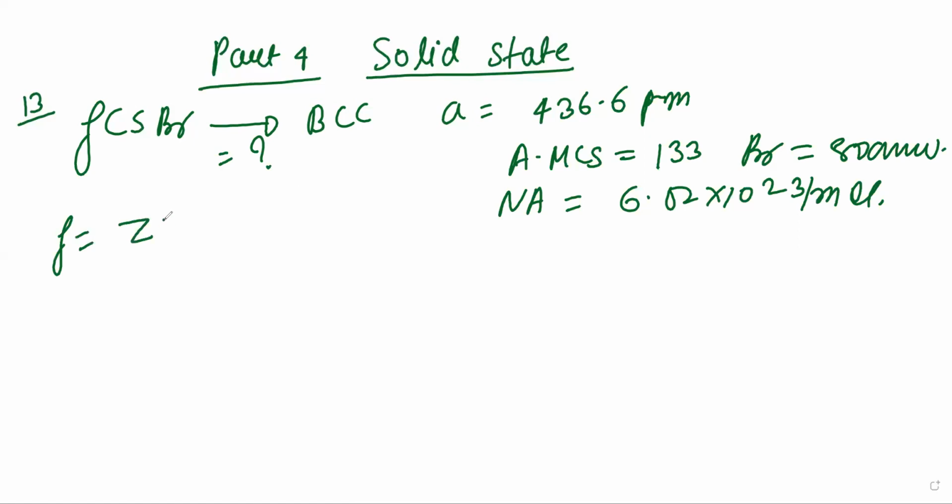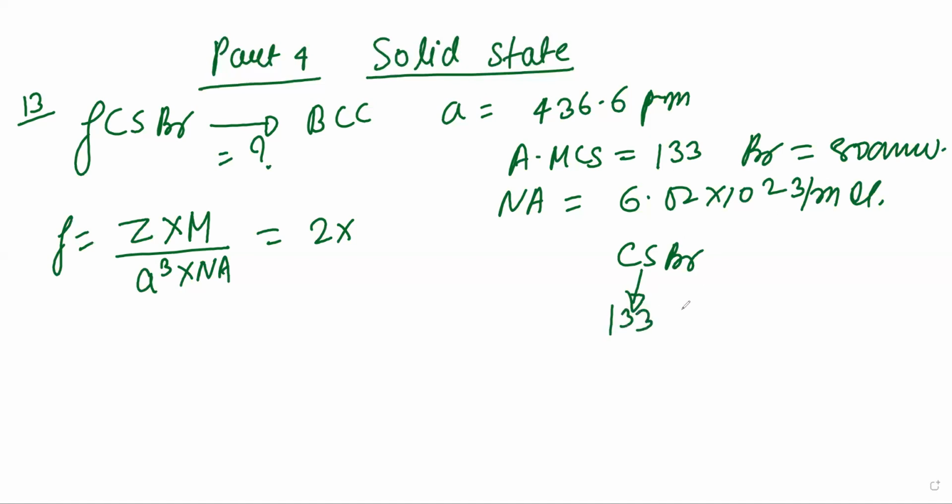So see the density formula. The density formula we know, Z into M divided by a cube into Na. Z is the number of atoms per unit cell. So for BCC it is 2, right? And what will be the molar mass for cesium bromide? Cesium molar mass is 133 plus 80. So how much is it? It is 213, right? So put here 213 divided by a cube.